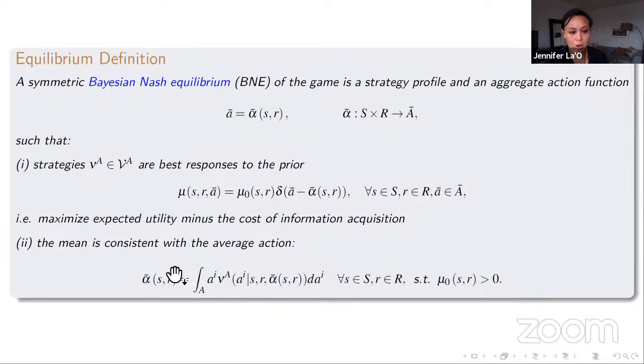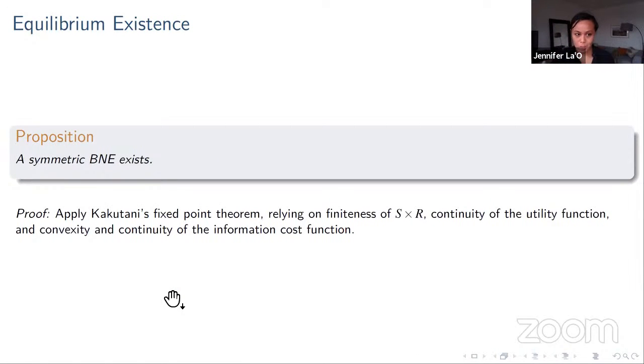So this alpha bar function, which is the aggregate action, is generated from the mean and the distribution of actions of the agents. Here we're using a law of large numbers and basically assuming that the signals of the agents are idiosyncratic. They can decide to correlate on S, R, or A bar, but other than that, they're independent of each other, and hence we can use the law of large numbers. Okay? All right. We can prove that an equilibrium exists.